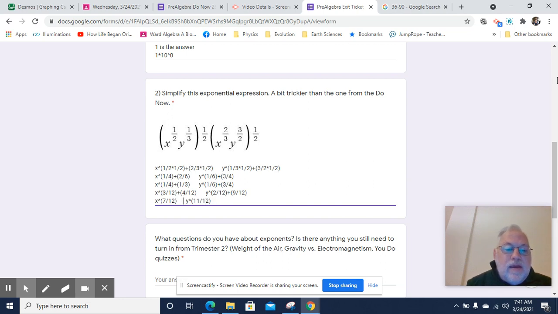And put all that together. Okay, and I don't need the grouping anymore. So x to the 7/12 times y to the 11/12. And if it's useful to you, I'll put the asterisk in there to indicate that's multiplication, but you don't actually have to have it. Okay, and that's the answer.